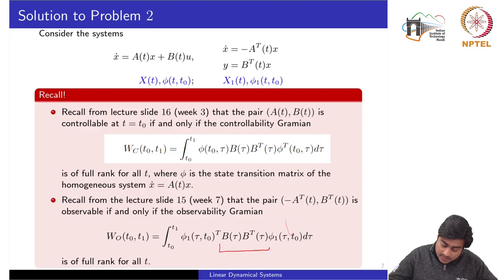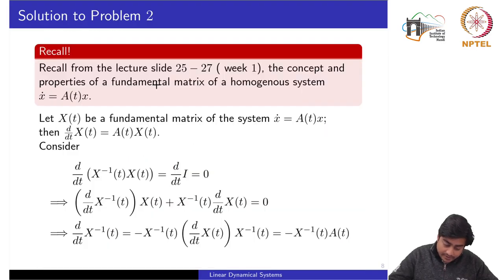Now to show the equivalence between this WC and WO, we need to show the equivalence of the state transition matrix, and the solution of the state transition matrix basically hinges upon the fundamental matrix. So let's see if there is any relationship between the fundamental matrices of both the systems, and then we will come directly onto the state transition matrix. So let X(t) be the fundamental matrix of this system. We only need to consider the homogeneous system.